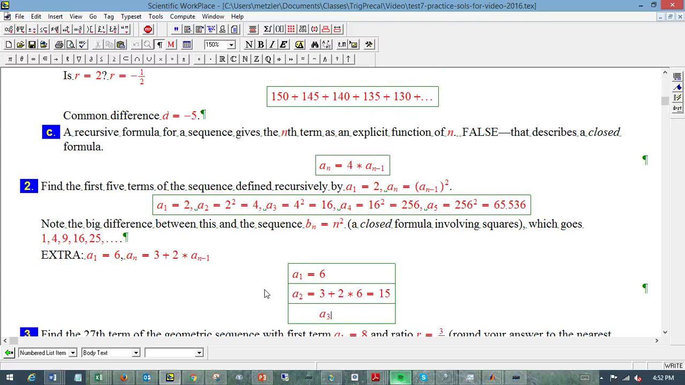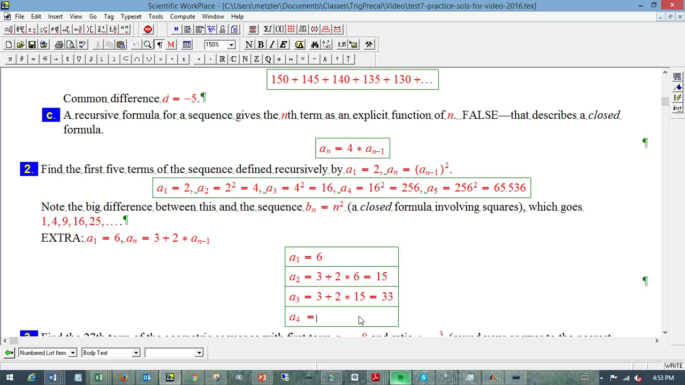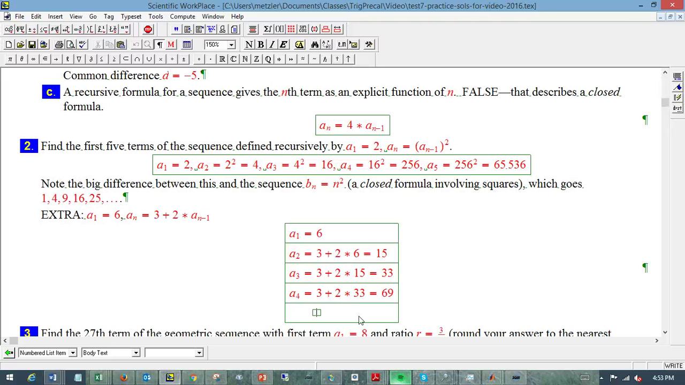A sub 3 equals 3 plus 2 times, and you just look at that number. This doesn't mention the 3 explicitly or anything like that. You just plug in that number. Twice the previous term plus 3, that's going to be 33. A sub 4 equals 3 plus twice the previous term, 69. A sub 5, and we'll stop there. Not that there's anything sacred about that. 69, so 141 looks like. Oops, equals 141.